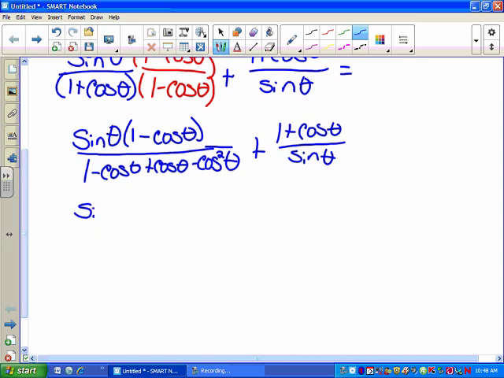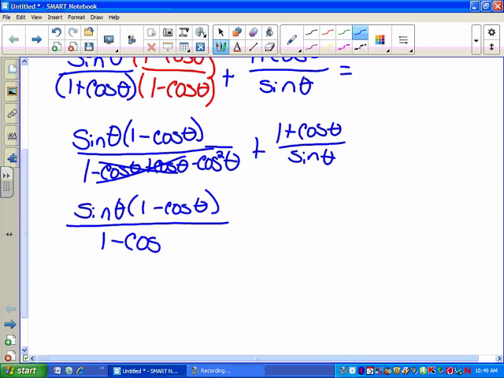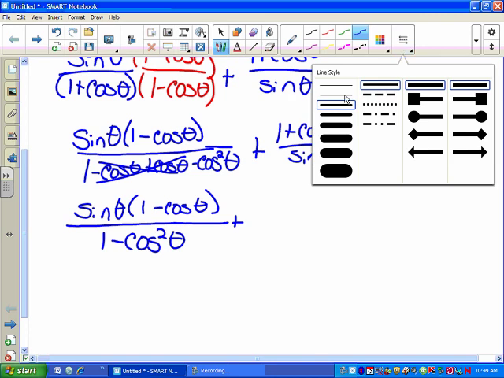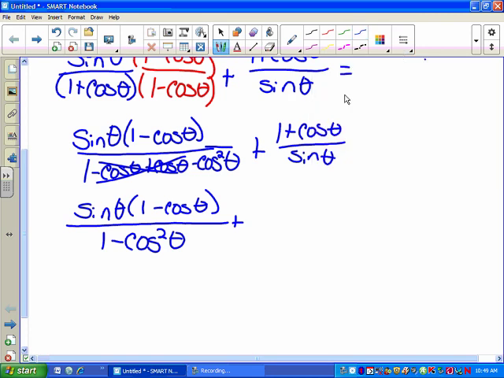So we get sine theta times 1 minus cosine theta over, these two are going to cancel, right? That's why we love conjugates. So it's 1 minus cosine squared theta, plus 1 plus cosine theta over sine theta.